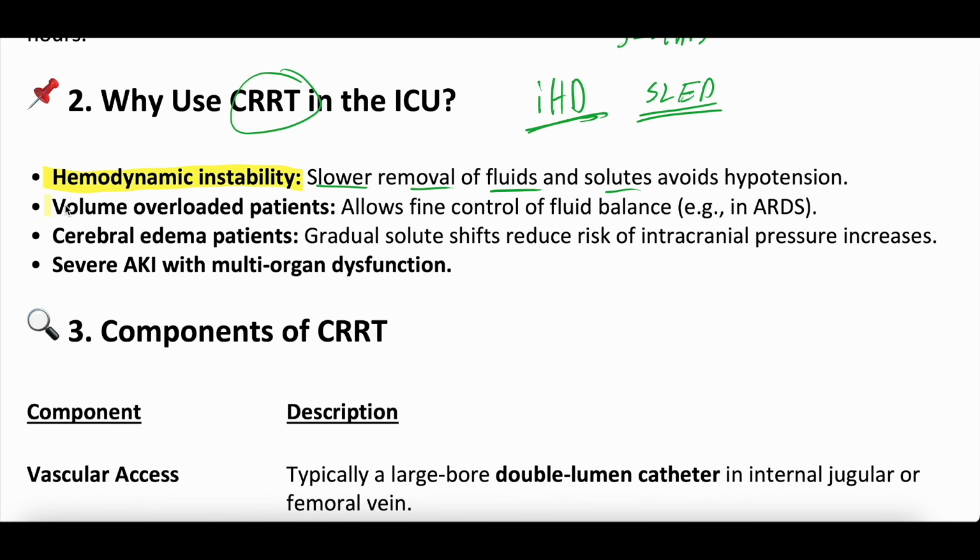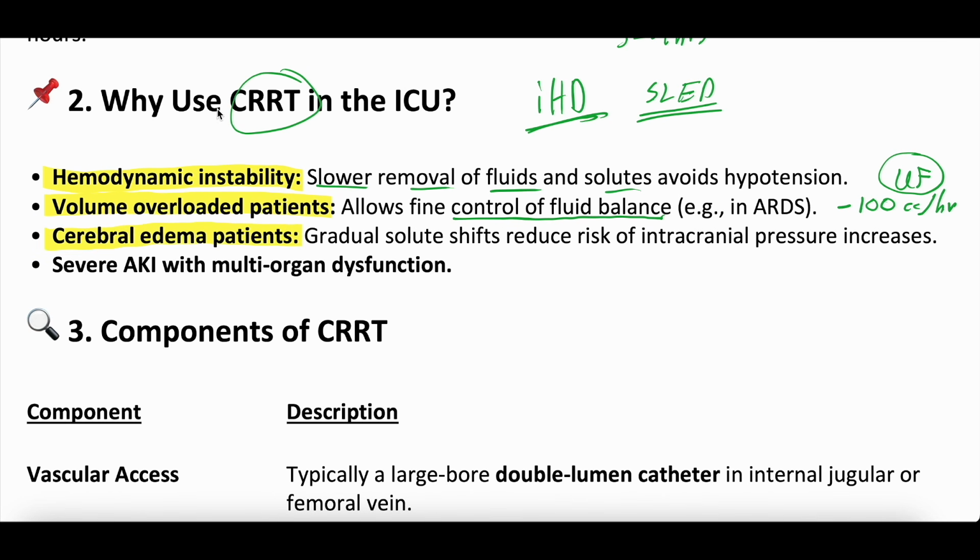Volume overloaded patients are another subset because we actually can get pretty fine control of their fluid balance. On CRRT, we can set them. We want them to have net negative 100 cc's per hour. So this is their ultrafiltrate, their UF, how much fluid we're removing from the body. We want it to be 100 cc's removed per hour. That is just discarded. So you have really fine control over the volume balance.